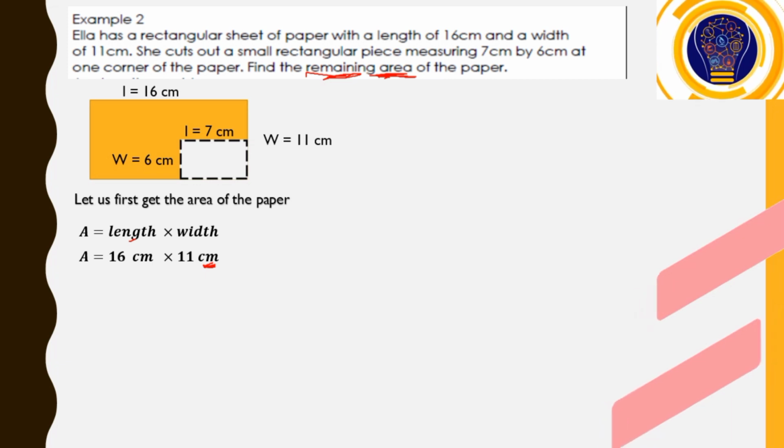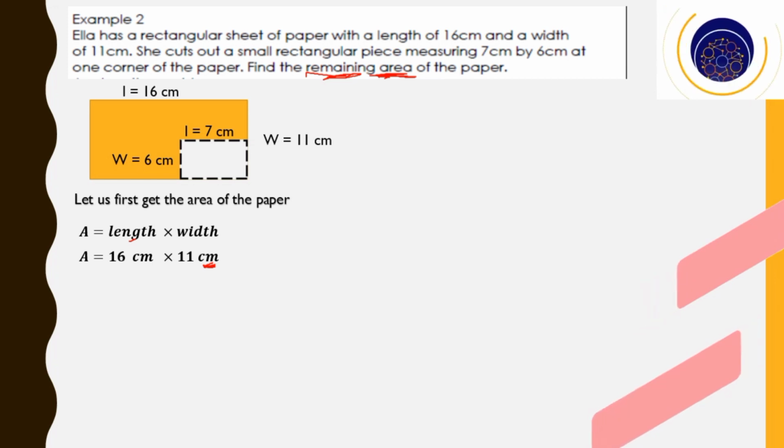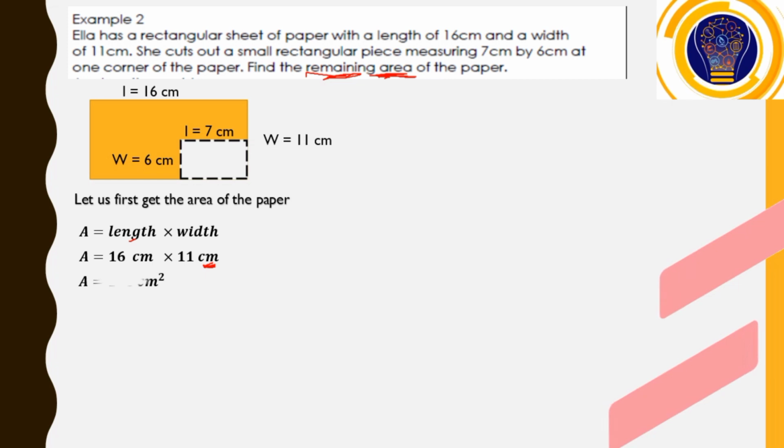So, paano mo ba nasabi na length times width? Kasi rectangle yung ating given. Kaya length times width ang ginamit natin. So, we have 16 times 11, and that is equal to 176 centimeters squared. So, be careful, class.